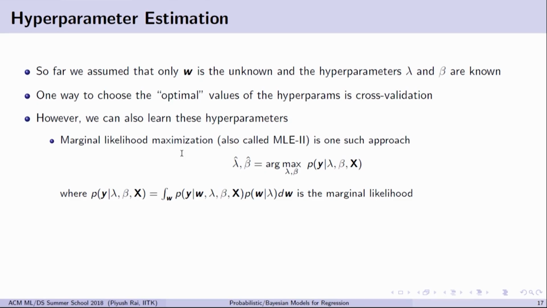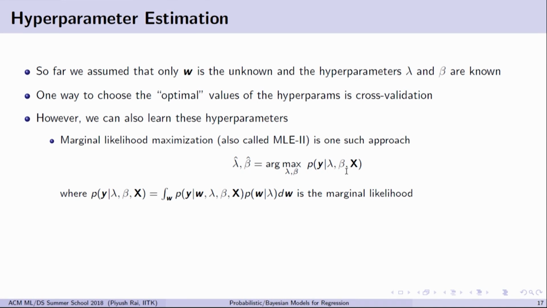So one way to learn these hyperparameters is the idea of marginal likelihood maximization, which is something that I very briefly talked about in lecture 1 also. The idea is that we can try to find the optimal lambda and beta by maximizing something called the marginal likelihood, which is the probability of y given the hyperparameters. Okay. Note that there is no W here.